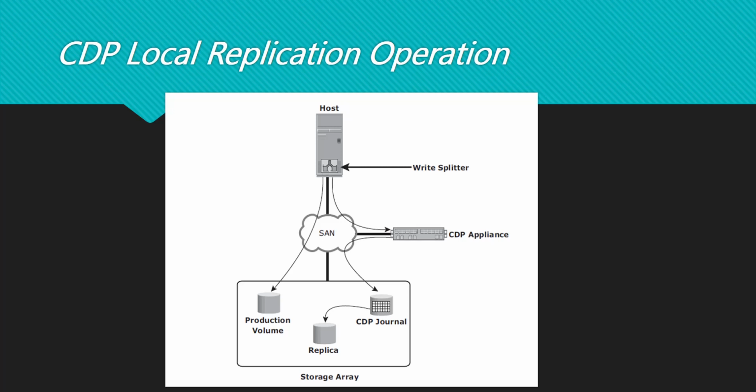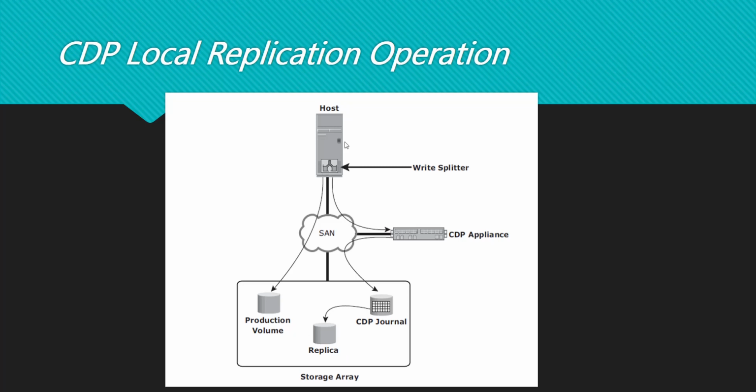Next I'm going to explain CDP local replication. This diagram has a host. Because this is local replication, the replication will be carried out only in this data center. This is the CDP appliance, and this is the production volume. The production volume contains all the content, data, pools and volumes from this host side, and this is the replica where we will be replicating the contents from the production volume, and the data can be recovered from here.